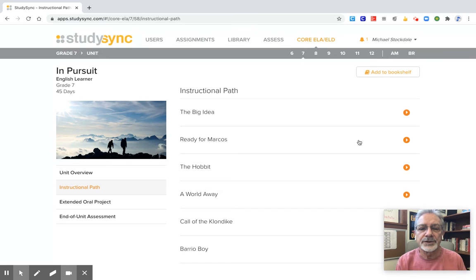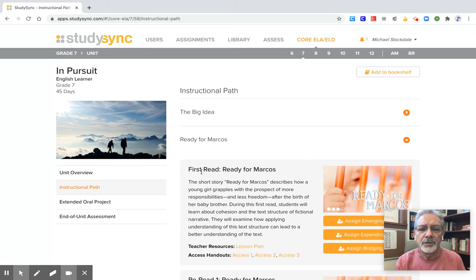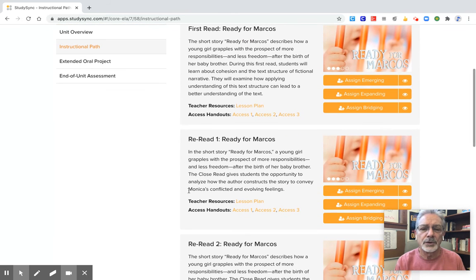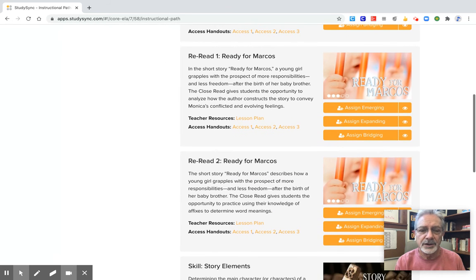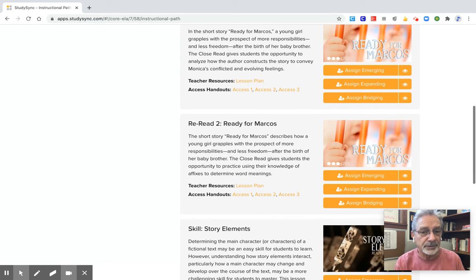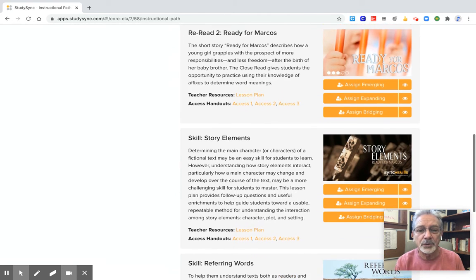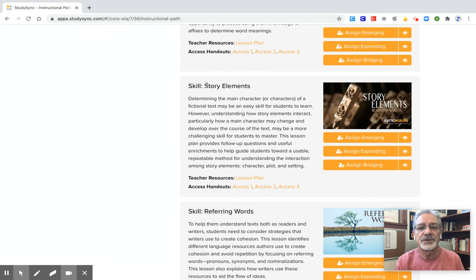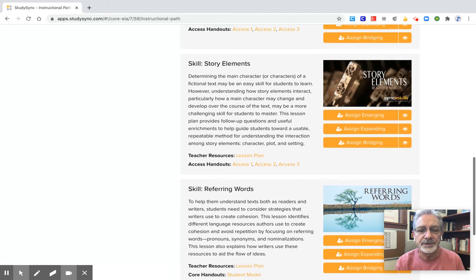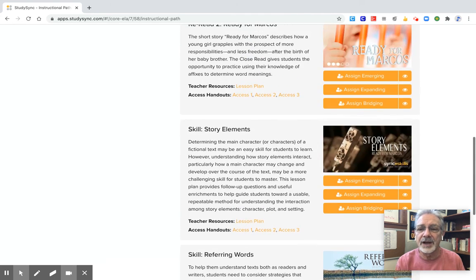Then when we get into one of the stories, like here's Ready for Marcos, in that story, we have what's called a first read. So we're going to read the story, and there's an assignment that goes with it. Later on, we're going to reread the story. This is reread 1, and we're going to look at other things. Then here's a reread 2, and we're going to look at things even more closely in that same story. So we're going to read that story 3 times, and we're going to work on 2 skills inside those stories. First skill is called story elements. The second skill is called referring words, and that takes care of that.